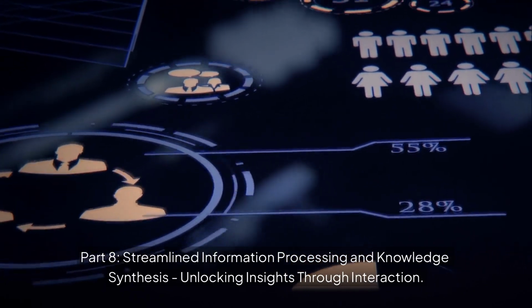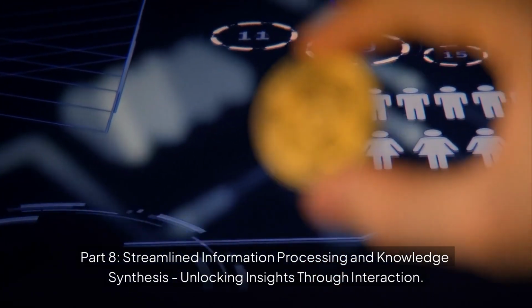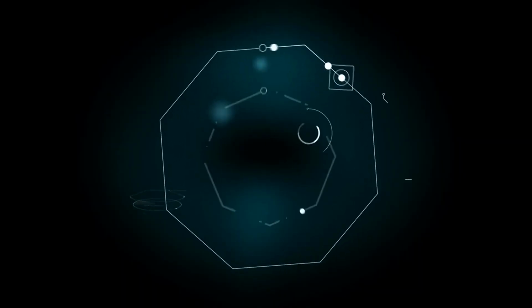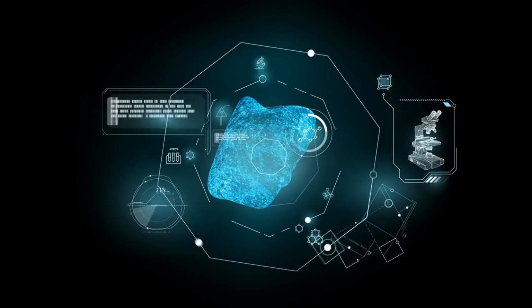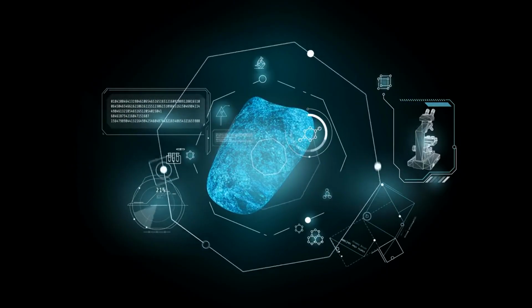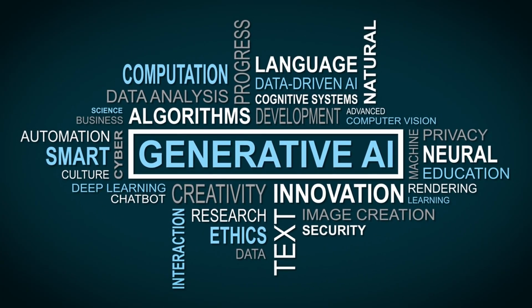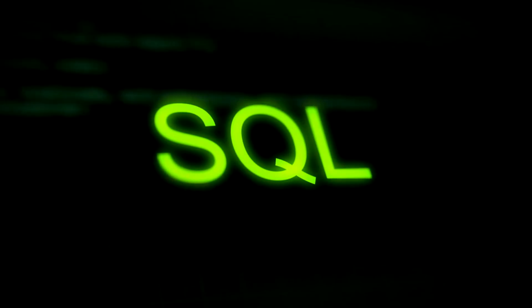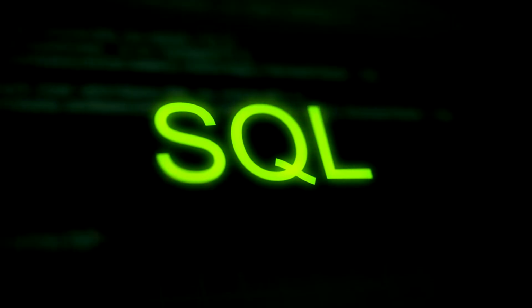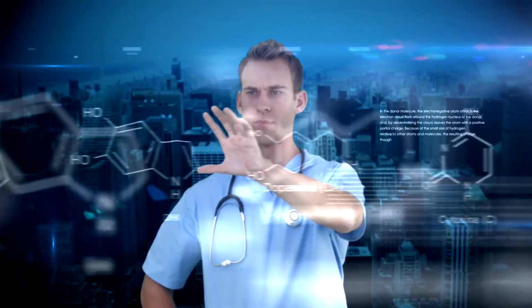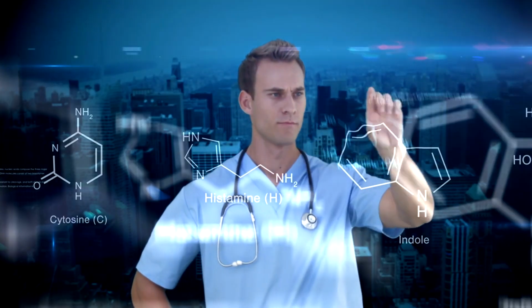Part 8. Streamlined information processing and knowledge synthesis. Unlocking insights through interaction. The ability to process and synthesize vast amounts of information is crucial in many fields. DeepSeek AI enables users to interact with complex information landscapes in a more intuitive and engaging manner. Imagine querying massive databases with natural language or generating concise summaries of complex documents. This technology can help users uncover hidden insights, identify patterns, and make more informed decisions.